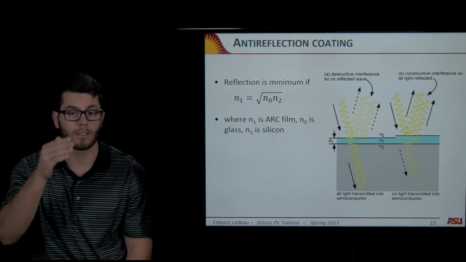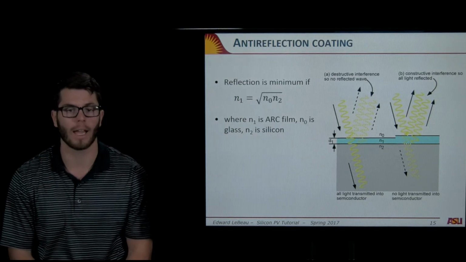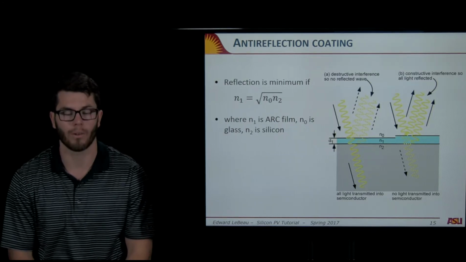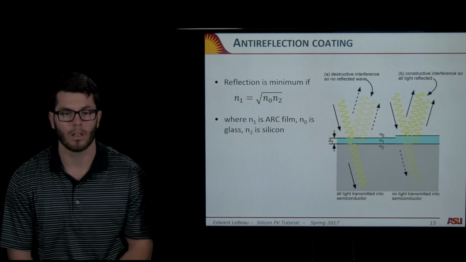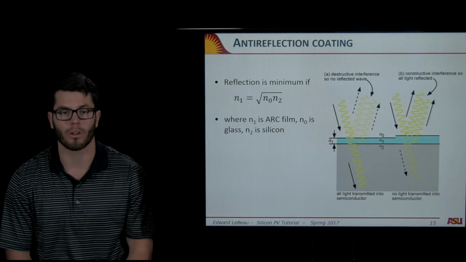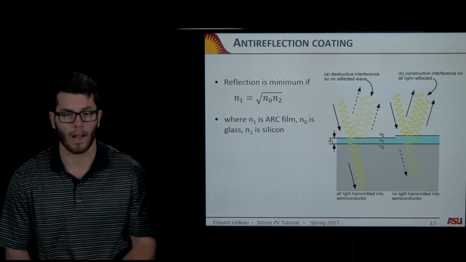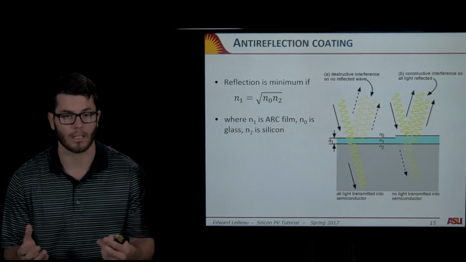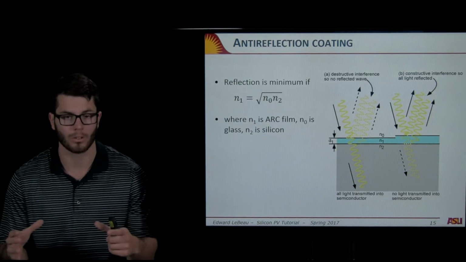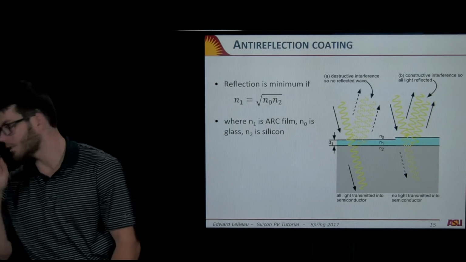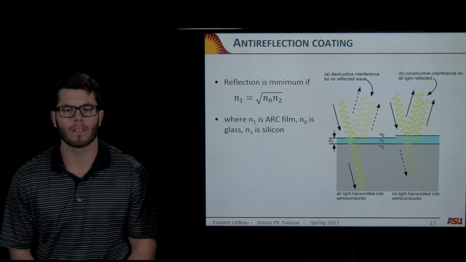Now we prefer that none of it bounces off. We just bend the light, the way the light is traveling, very, very little. And if you look at this, N1 is your index of refraction of your anti-reflective coating. N0 is of the air or of the glass that your silicon is modularized in, the casing your solar cell is in. And N2 is the silicon.